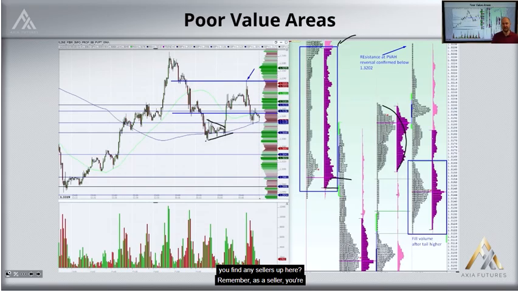What happens up at these prices? Do you find any sellers up here? Remember, as a seller, you're probably still looking at this thinking, well, that's the extreme of value, so I fancy I could still sell there. So the next day, you're then looking at it from the point of view of being able to say, okay, we can use the top of value again, any further movement up, so a continuation of this move, further move up, top of value, reaction, market can then come back down and start to balance this out.